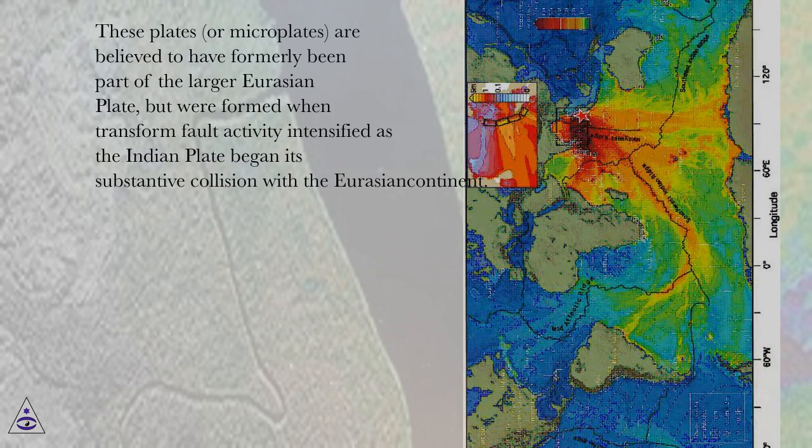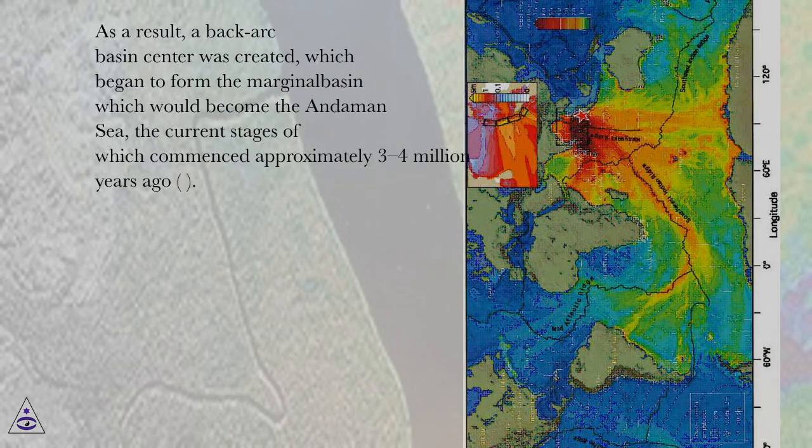These plates, or microplates, are believed to have formerly been part of the larger Eurasian Plate, but were formed when transform fault activity intensified as the Indian Plate began its substantive collision with the Eurasian continent. As a result, a back-arc basin center was created, which began to form the marginal basin which would become the Andaman Sea, the current stages of which commenced approximately 3 to 4 million years ago.